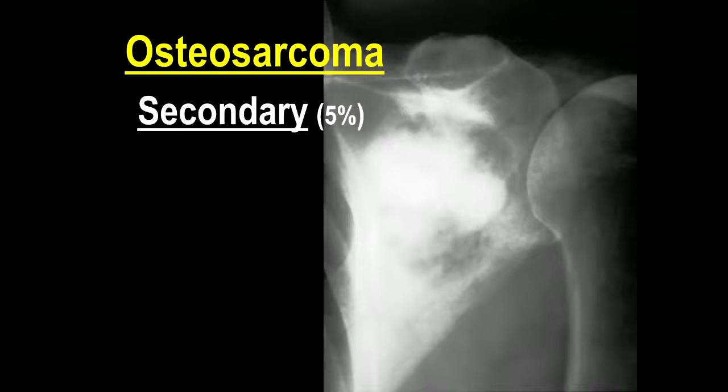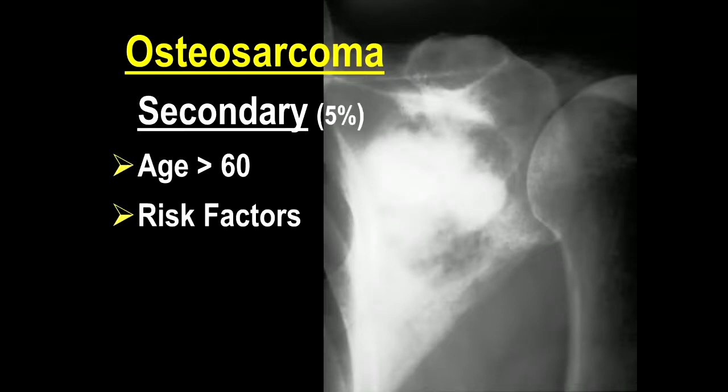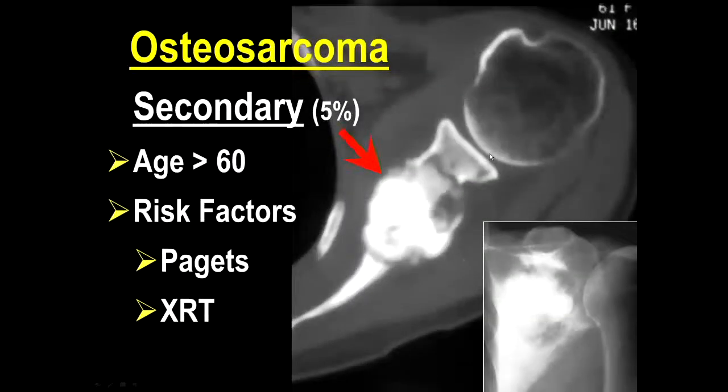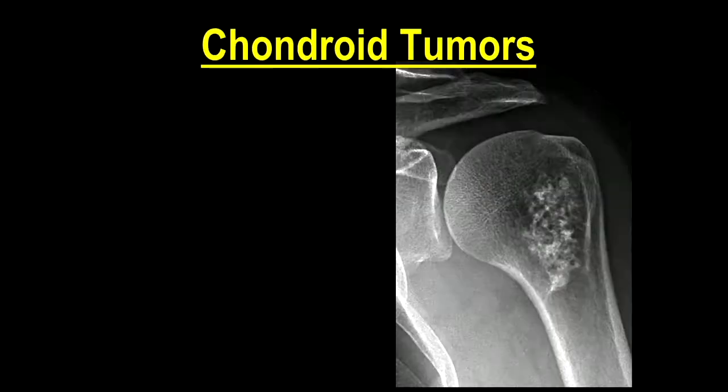And finally, there is a secondary type of osteosarcoma, typically occurring in older adults after the age of 60 with certain risk factors, namely Paget's disease and a history of radiation therapy. Here in the scapula, you can see this area of dense mineralization with some adjacent osteolysis. On CT, these findings are confirmed, and this was a secondary osteosarcoma after a history of radiation for breast cancer. Let's move on to chondroid lesions.